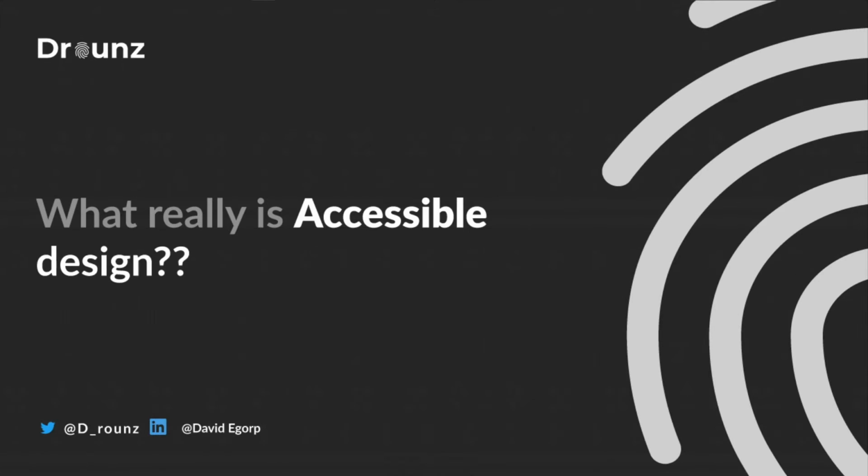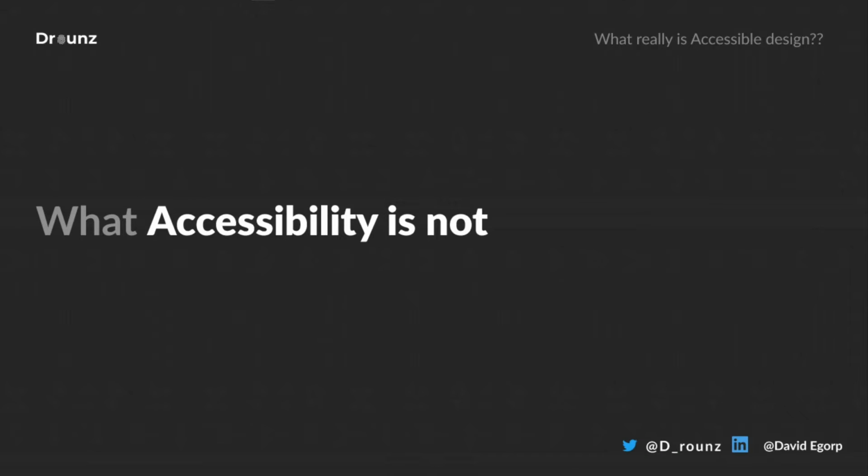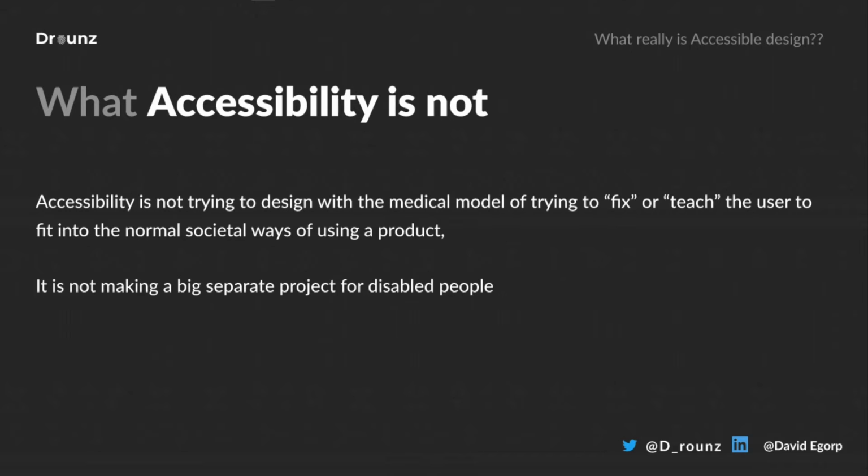So, starting out in this video, we're going to talk about what accessibility really is and what accessible design really is. Before we get into that, as a professional designer, you must first understand what accessibility is not, because the most common norm of what accessibility is, is actually wrong. So we're going to talk about what accessibility is not in this slide, and these are things you should know.